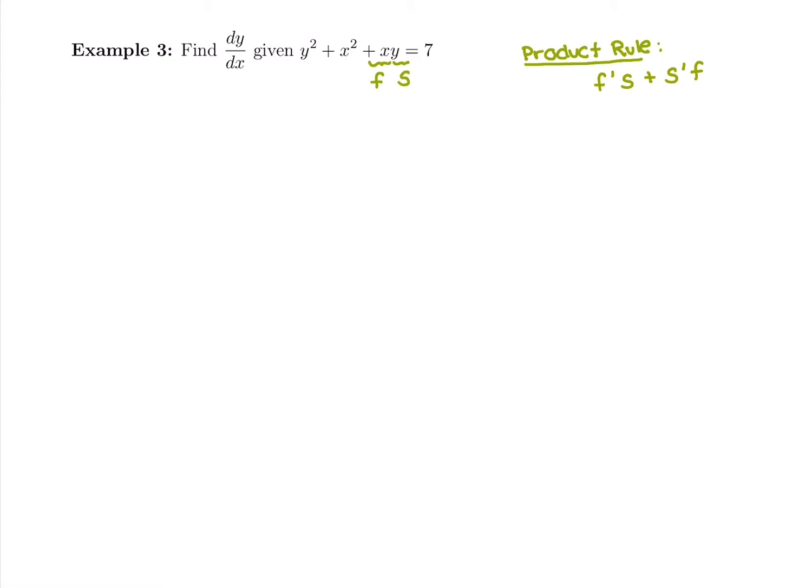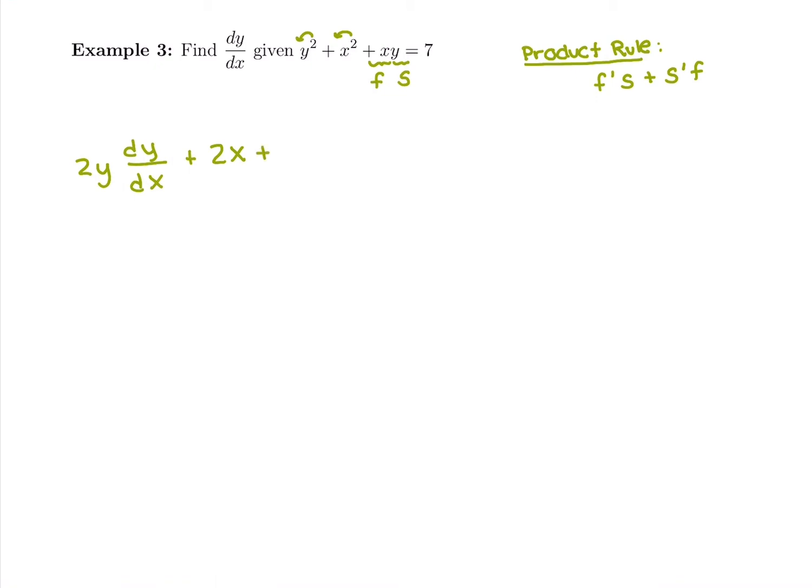Now we're going to take the derivative of each term. So first of all, the derivative of y squared is just going to be 2y. And we need to put a dy dx on it because we took the derivative of y with respect to x. Plus the derivative of x squared is just simply 2x. It wasn't the derivative of y, so we do not need a dy dx on it.